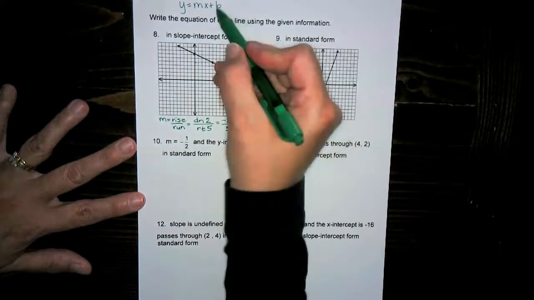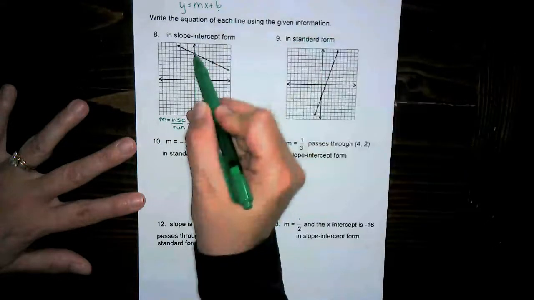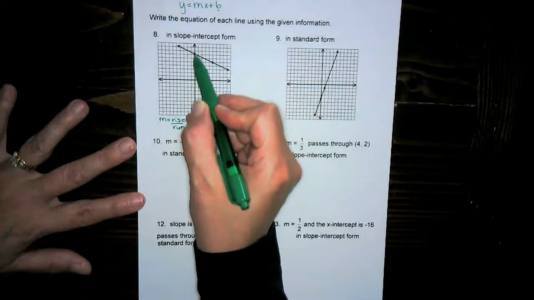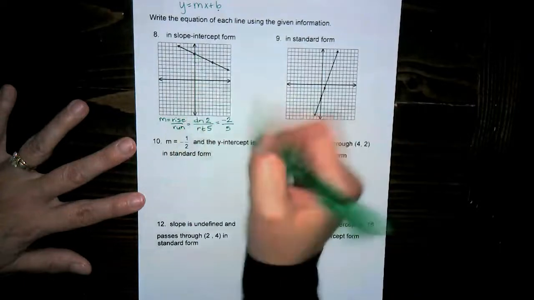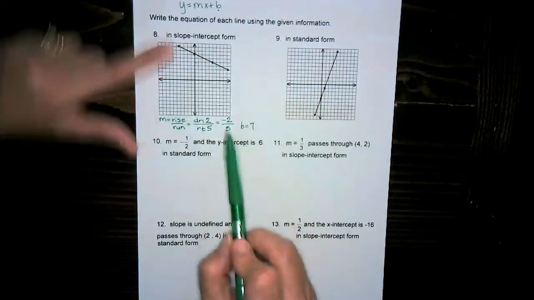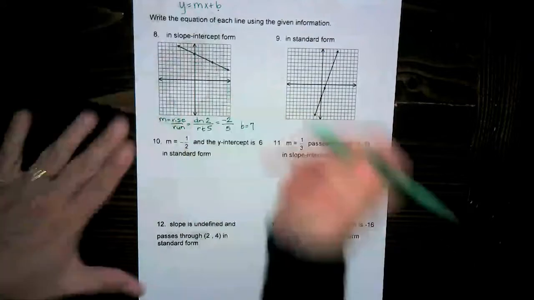Okay. Now the other piece we need is the y-intercept. So look at your graph. Where does it touch the y-axis? Let's count it. 1, 2, 3, 4, 5, 6, 7. So it looks like my b value here is 7. Then what we need to do is to take our m and our b and put them in the equation.